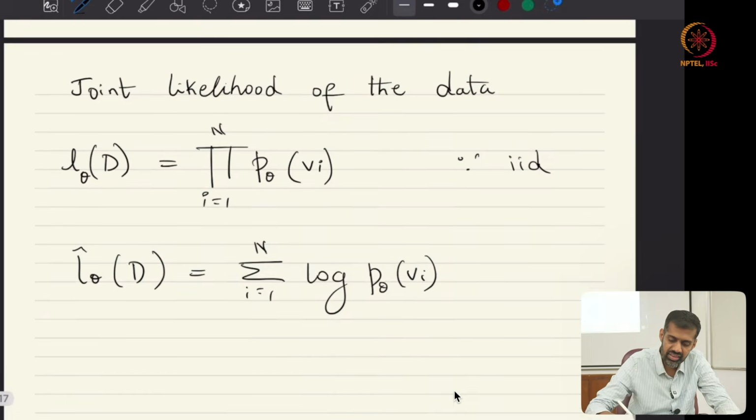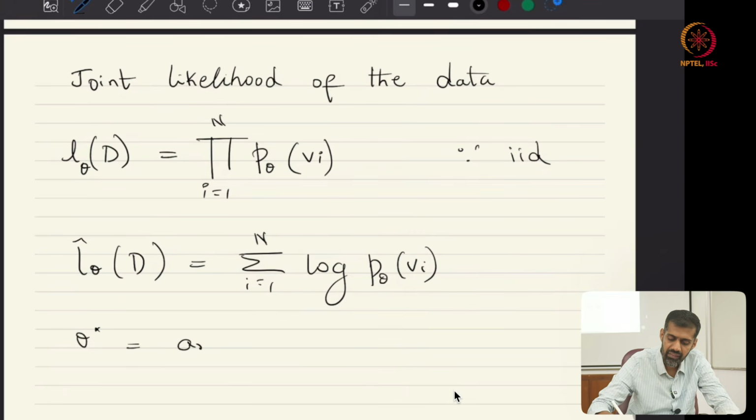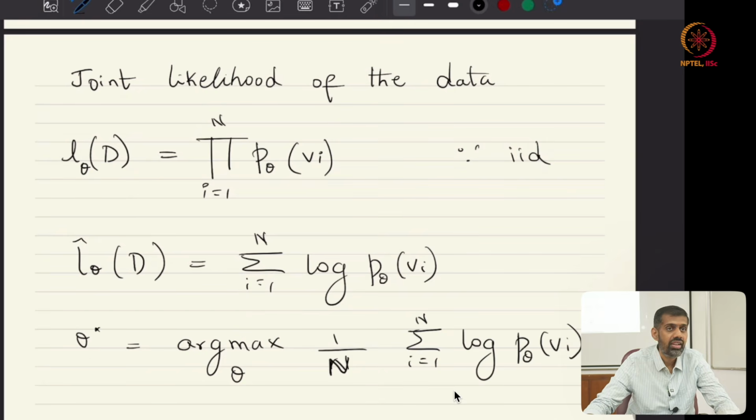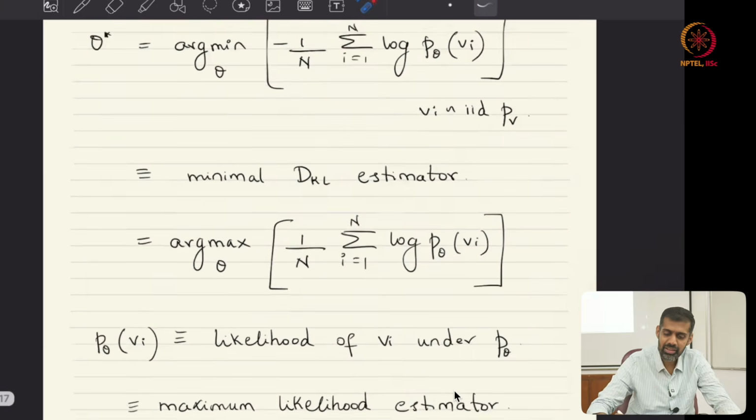Okay. Then I seek theta star as the one that would maximize a scaled version of this. And people call this the maximum likelihood estimator. I am not a big fan of this, because why should you maximize the likelihood? To me, this estimator is the one that minimizes KL divergence. Mathematically, they are exactly the same thing, right?